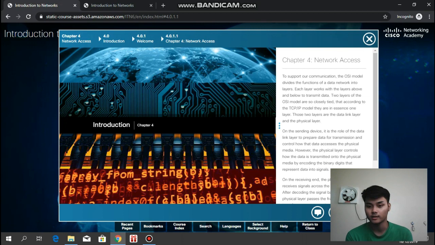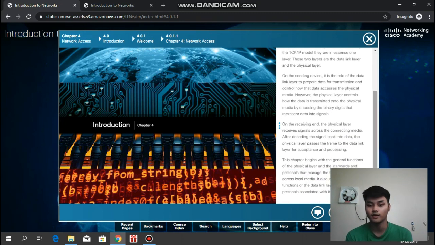On the sending device, it is the role of the data link layer to prepare data for transmission and control how the data accesses the physical media. The physical layer controls how the data is transmitted onto the physical media by encoding the binary digits that represent data into signals. On the receiving end, the physical layer receives signals across the connecting media, decodes the signal back into data, and passes the frame to the data link layer for acceptance and processing.